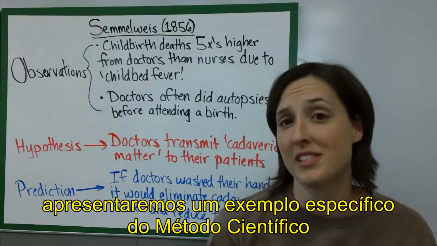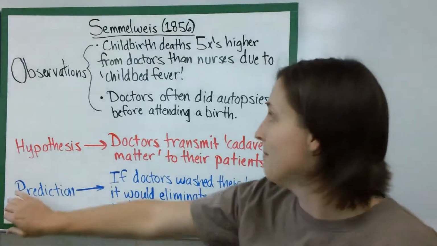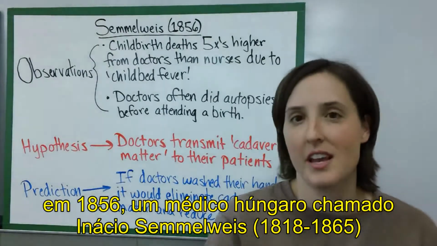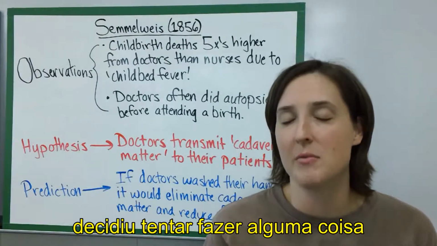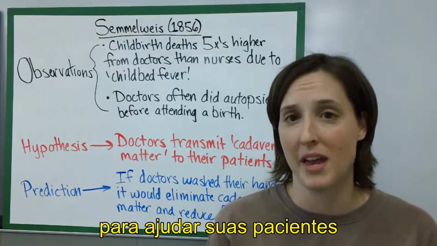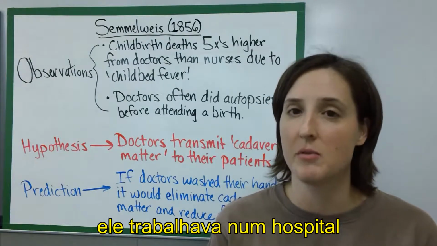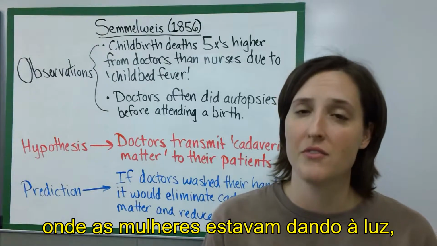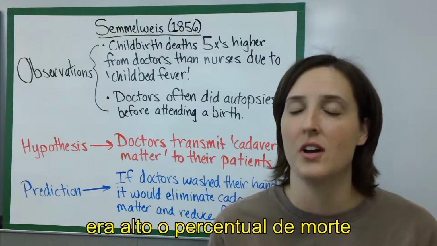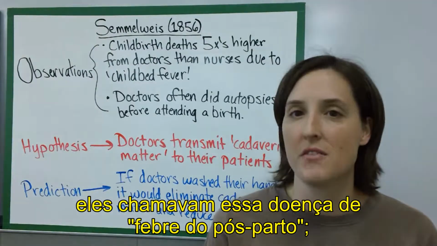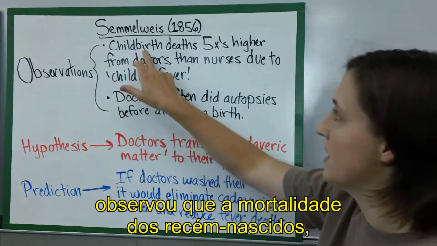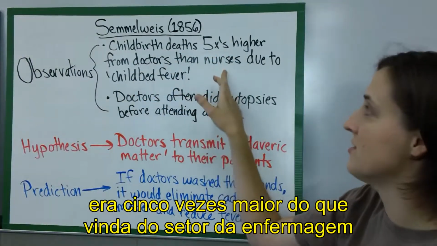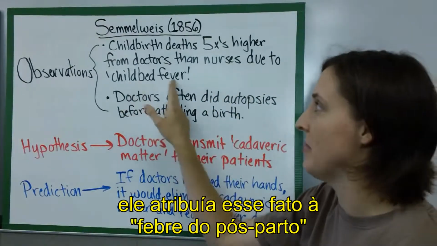All right, we're going to get into a specific example of the scientific method. In 1856, a doctor named Semmelweis decided that he was going to try to do something to help his patients. He worked at a hospital, and he noticed that in the maternity ward where women were giving birth, a high percentage of them were dying of what they called childbed fever. He observed that childbirth deaths were 5 times higher from doctors than nurses, and he said that this is due to childbed fever.